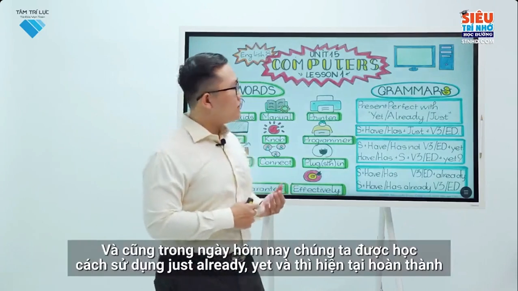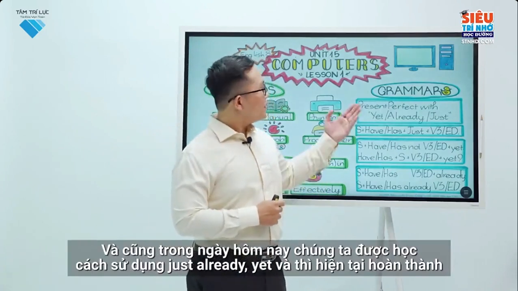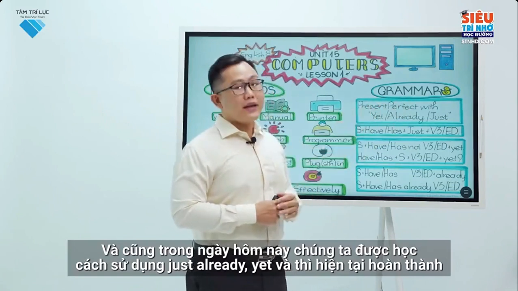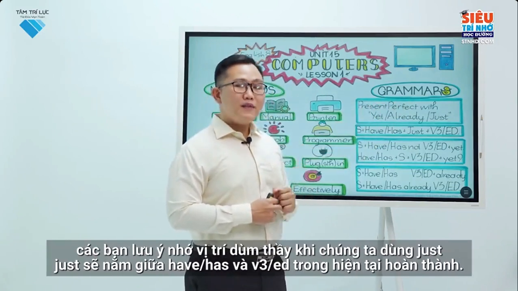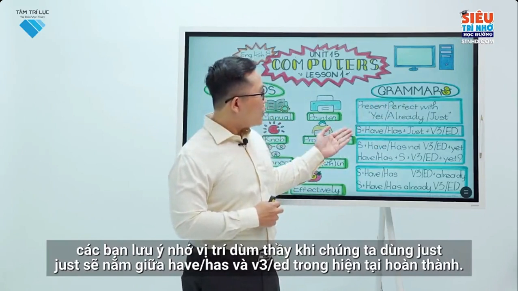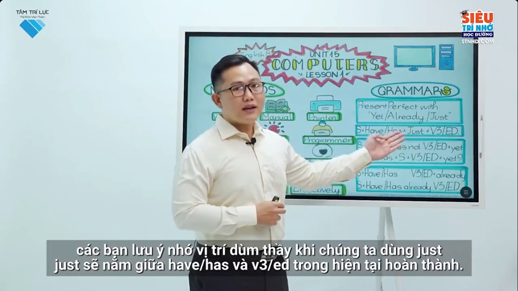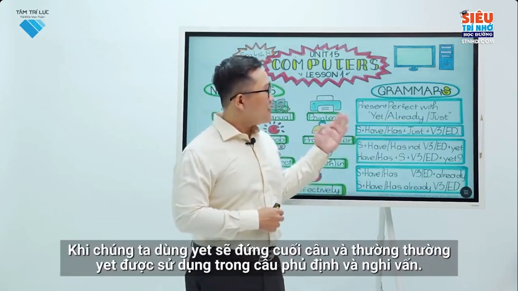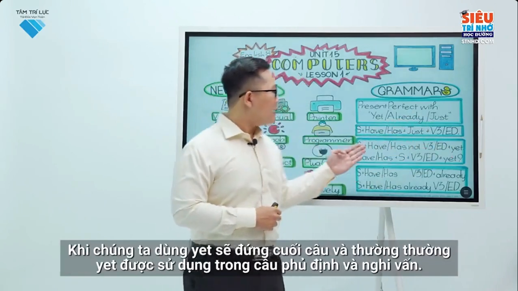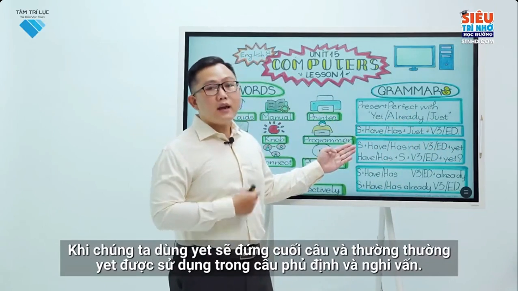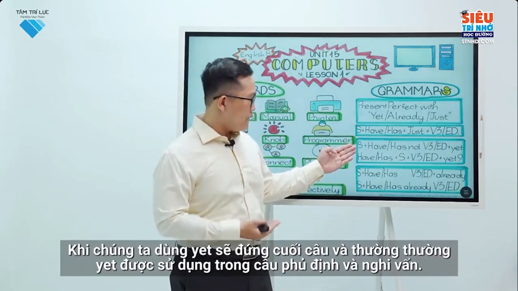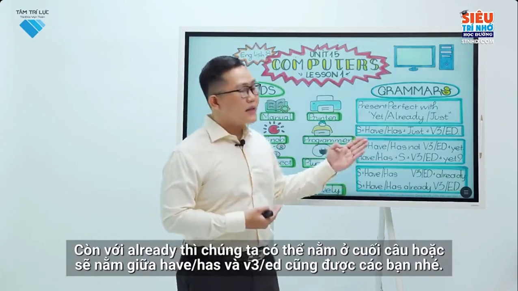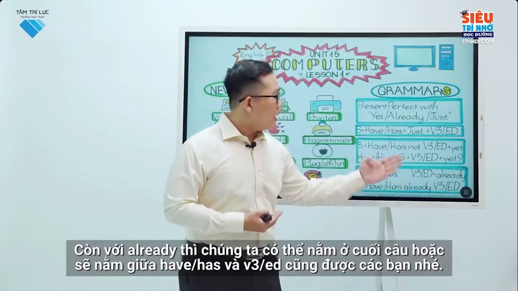Also in today's lesson we learned how to use just, already and yet in the present perfect tense. Please notice the position of the word when we use just, which is placed between have or has and V3/ED in the present perfect tense. Yet is positioned at the end of the sentence and is commonly used in a negative sentence or a question. For already, we can place it at the end or between have or has and V3/ED. It doesn't matter.